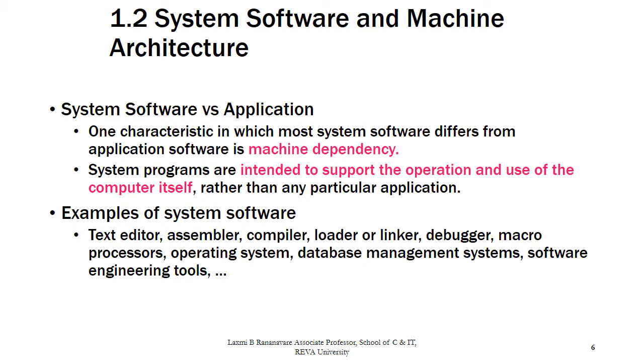So there are different types of system software. You can have text editors, assemblers, compilers, loaders, linkers, debuggers, macroprocessors, operating systems, database management systems, and software engineering tools. All these are different examples of system software.